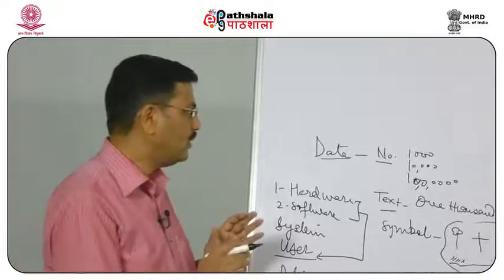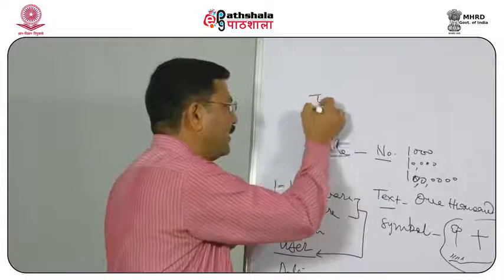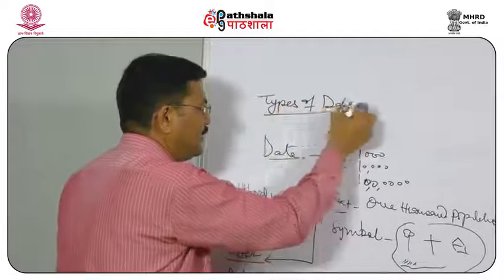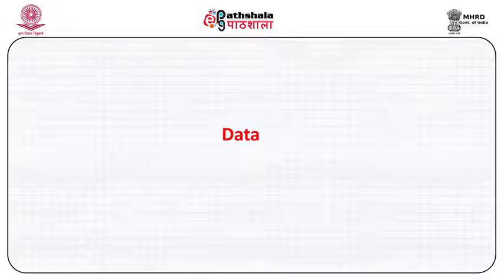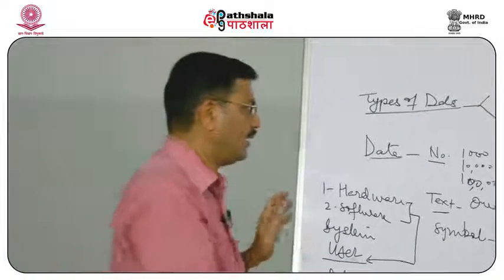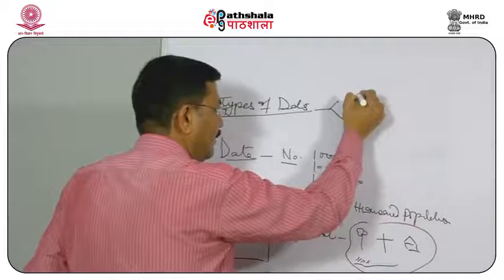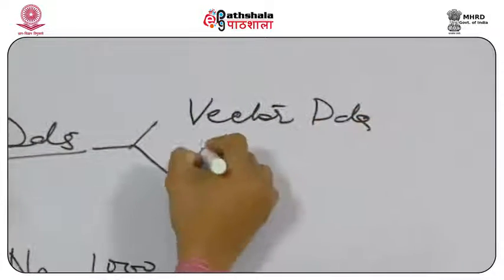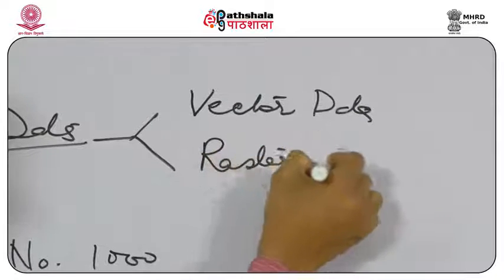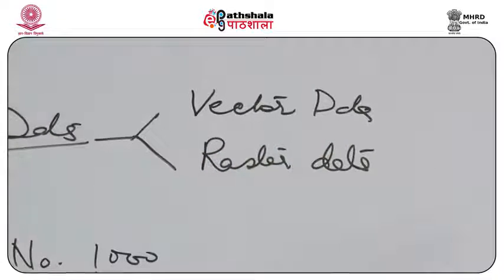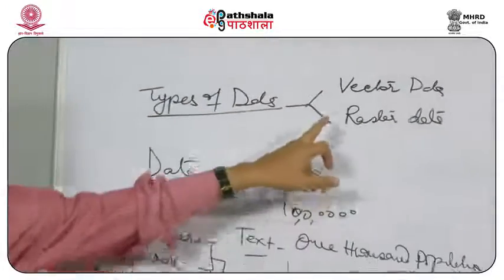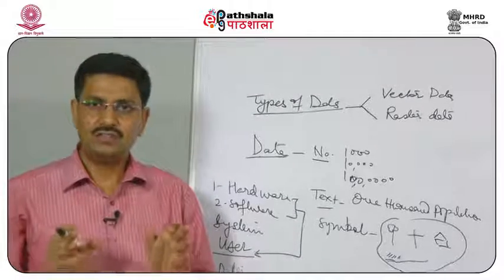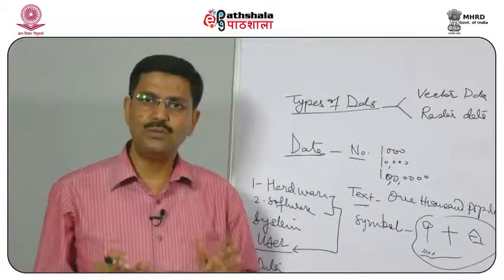Now we need to know what the different types of data are, especially in the GIS domain. So in broad categories there are two types of data. One is called vector data and the second is raster data. So by now we understand what data is. Now vector data and raster data are two broad categories of spatial data which we commonly use in GIS software.